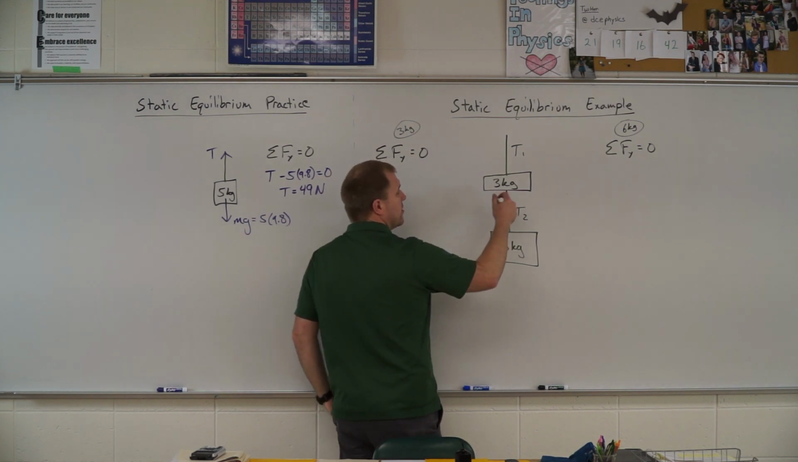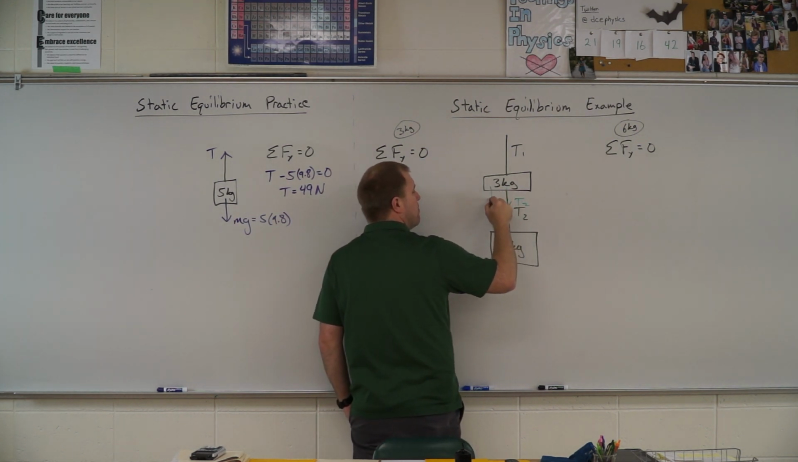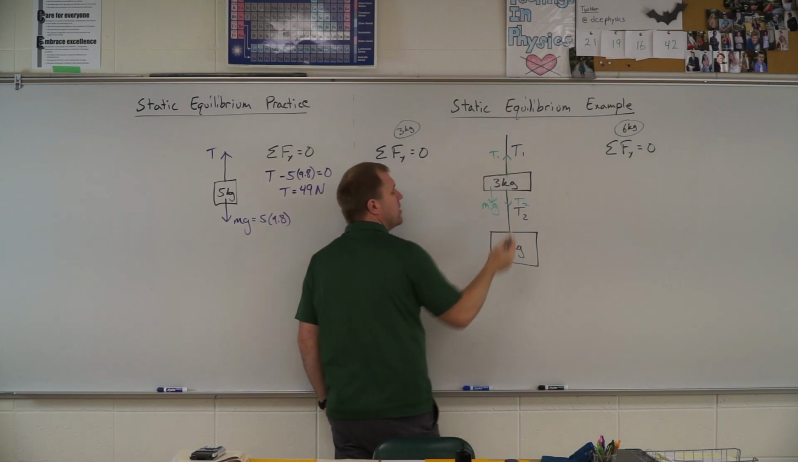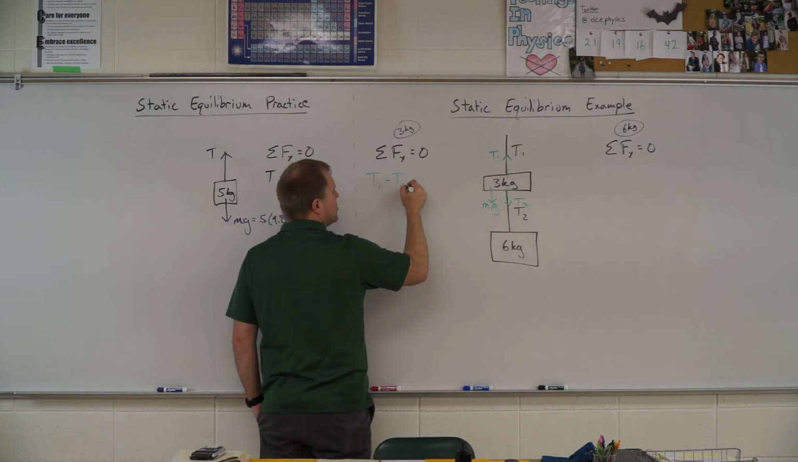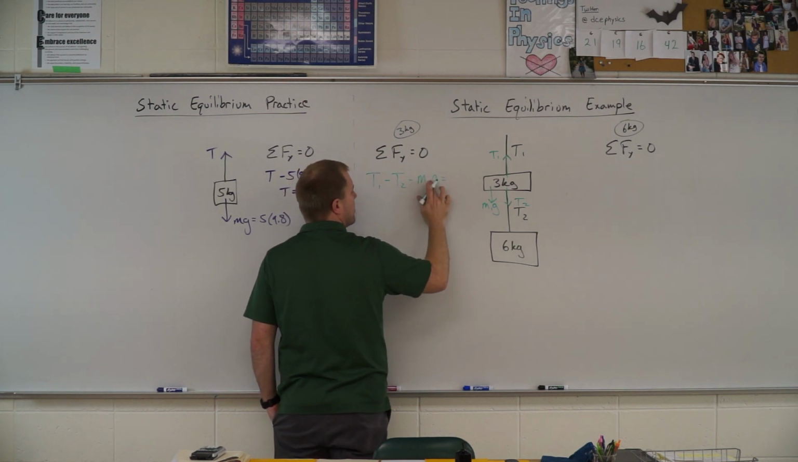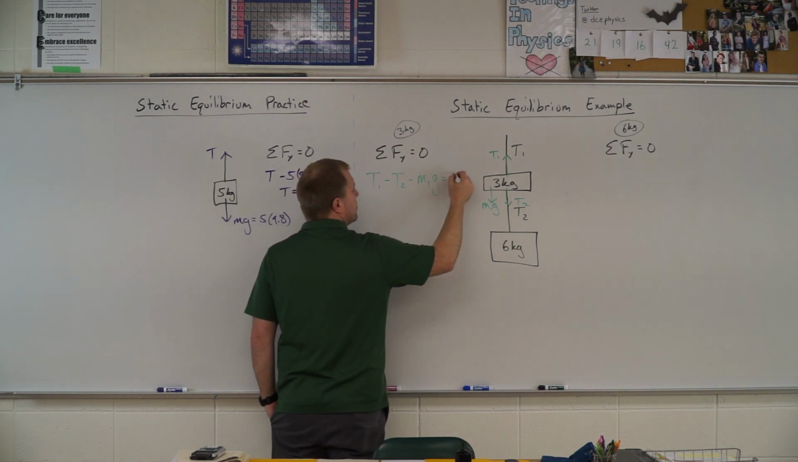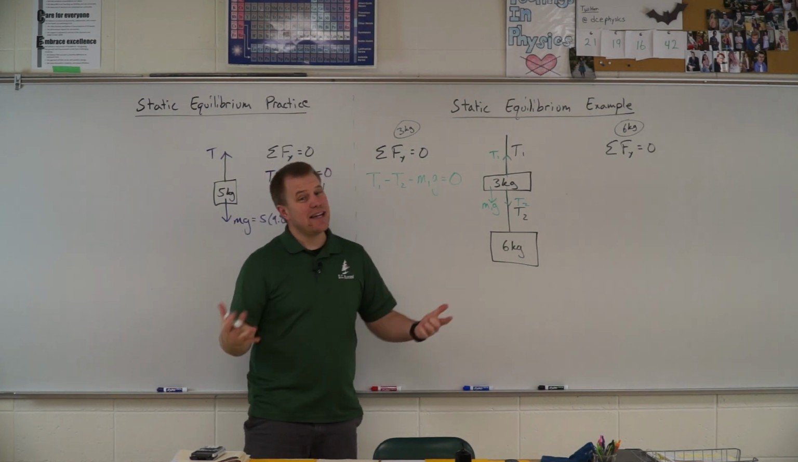So our 3 kilogram weight is being pulled down by tension 2. It's being pulled down by gravity. We'll just call this M1. And it's being pulled up by tension 1. So when I generate my equation over here, I have tension 1 minus tension 2 minus M2G. Oops, sorry, M1G equals 0. All right, so how many unknowns do I have here? I have 2. So it means I need another equation.